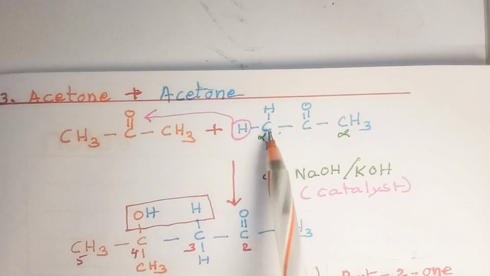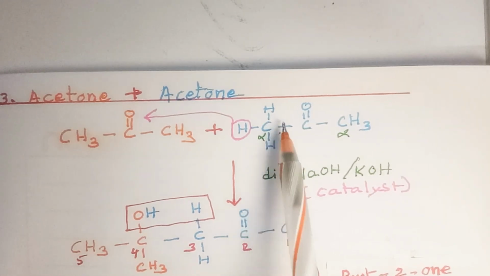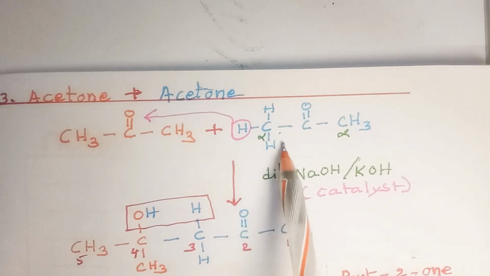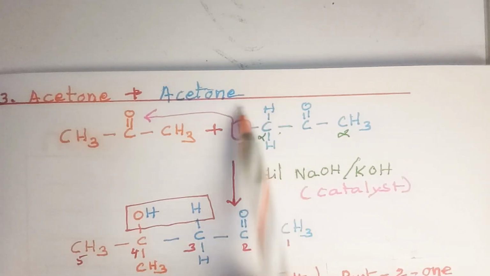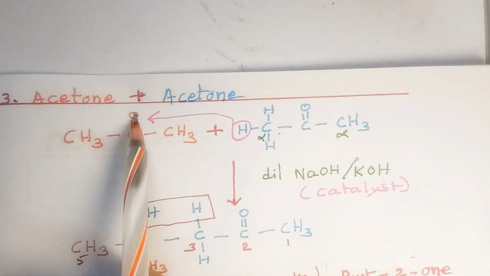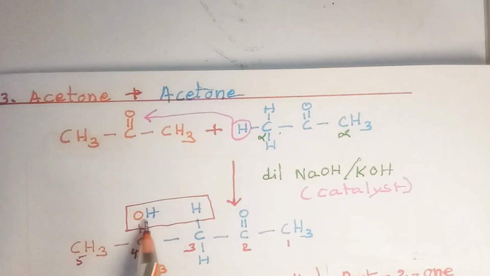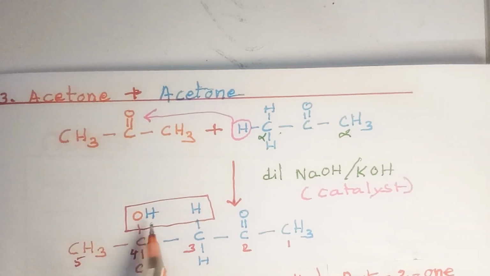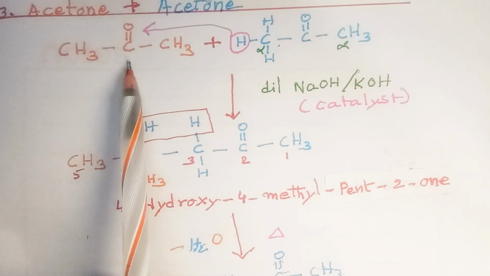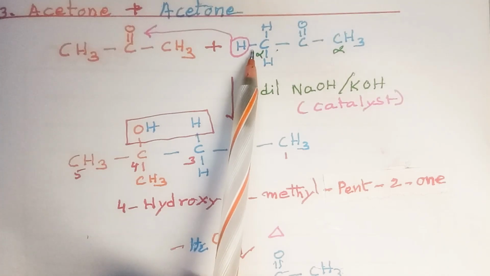In the second acetone, we expand the alpha carbons' hydrogens and write CH3. Three alpha hydrogens are written like this. One of the alpha hydrogens is joined to the oxygen of the carbonyl carbon. As a result, we get OH here. And a new bond is formed between the carbonyl carbon of the first reactant and the alpha carbon of the second reactant.